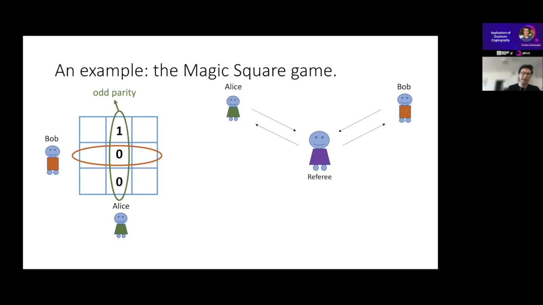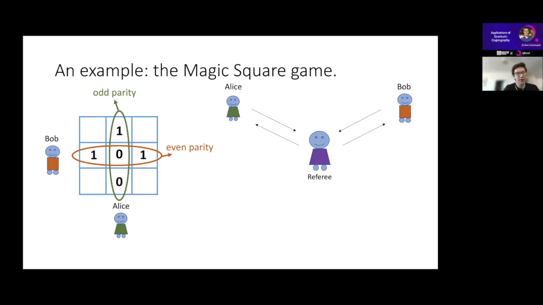Now for Bob, the referee will instead sample uniformly at random one of the rows of this square and will ask Bob to return the entries for that row. And now the constraint that these entries should satisfy is that the parity of the sum should be even. So odd for Alice and even for Bob. Now Alice and Bob can return whatever answers they want, right? But when I say they should satisfy this constraint, I mean that they should satisfy it if they want to win the game.